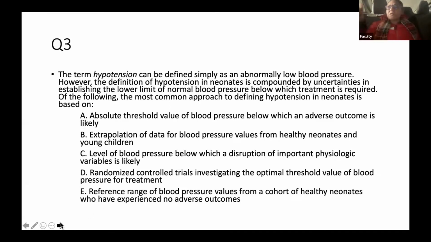And that's why each time you say the blood pressure is low, it doesn't mean that you might have some abnormalities or adverse effects going on. So it's a range. And that's why you don't act on each blood pressure which is just lower than the range, because you will have to see clinically how the baby is behaving. So the answer is E. Okay. Is it clear? Yes, ma'am.